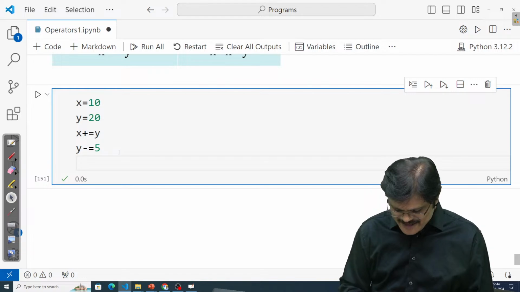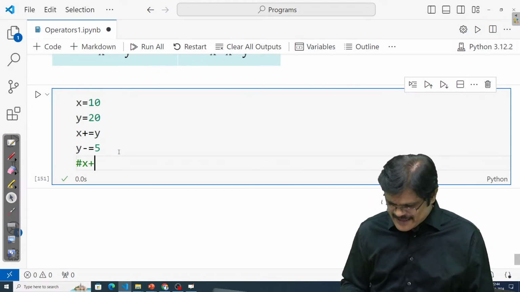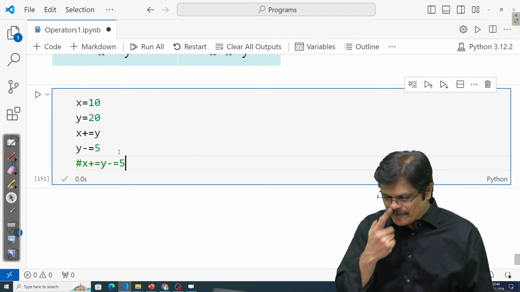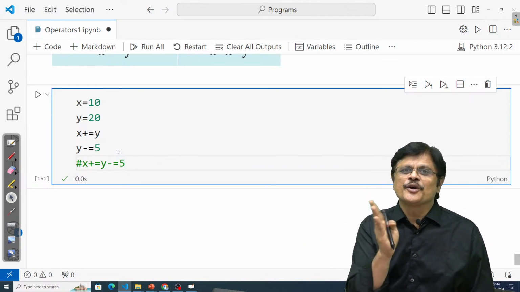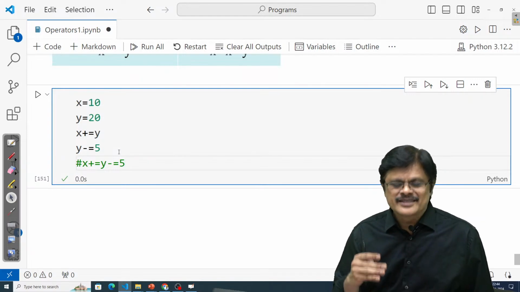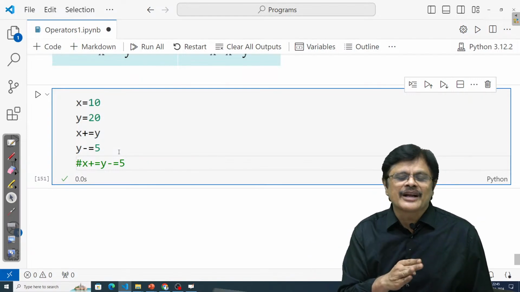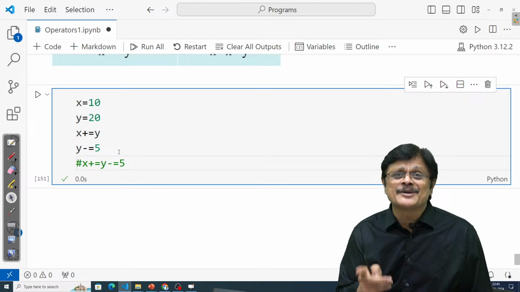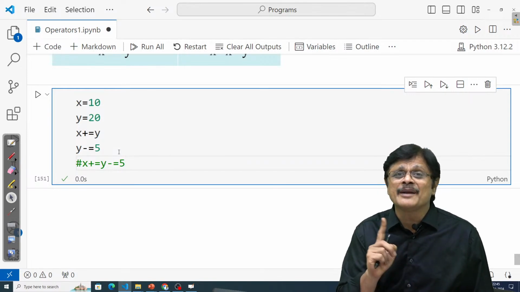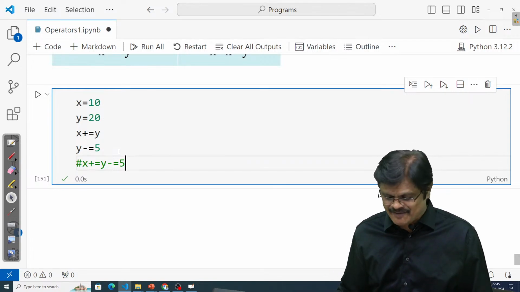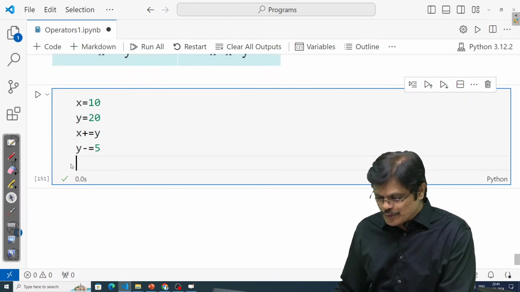See, in C language, if I say X += Y -= 5, it is allowed, and it takes right to left association. Assignment operator is right to left association. It is possible in C language, but it is not allowed in Python language. It is invalid syntax, my dear friends. So if at all you want to do it, you need to do it separately.